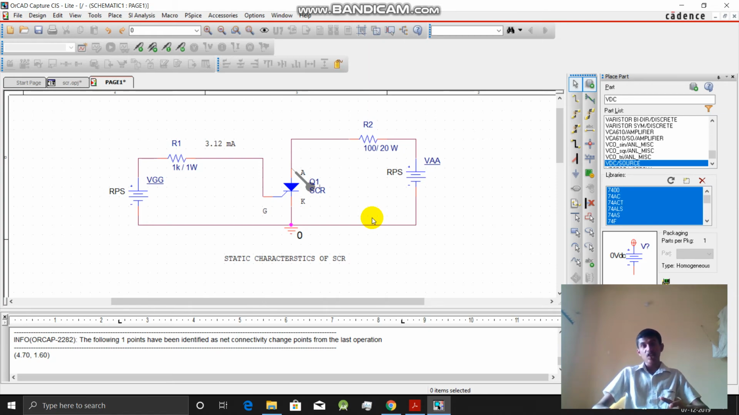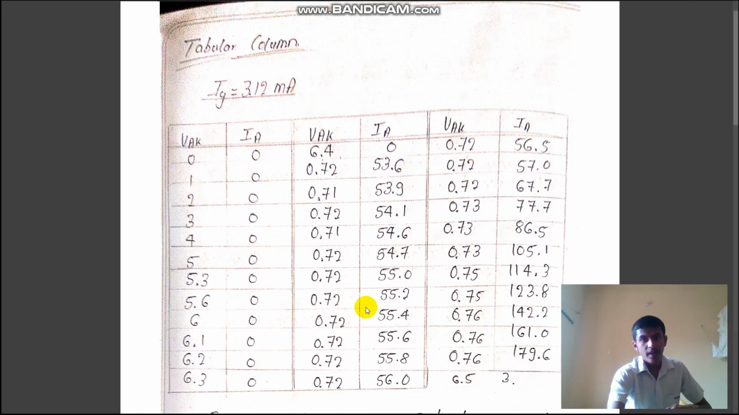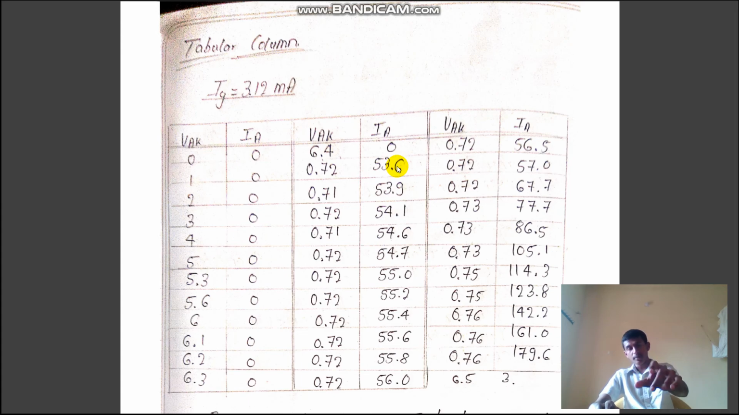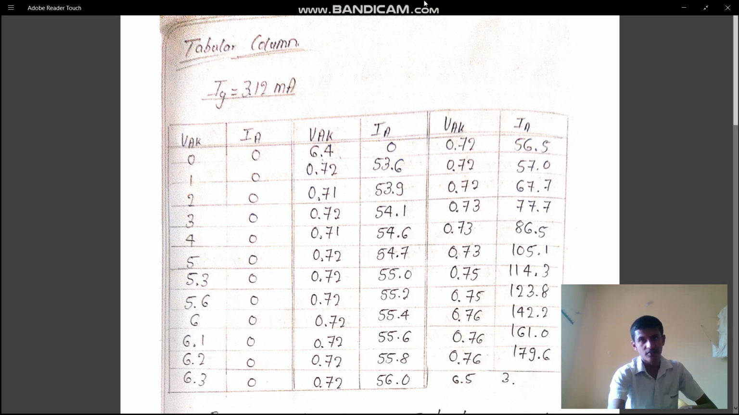So which is the latching current now? In this reading, 53.6 milliamps. This is the latching current we are getting for IG equal to 3.12 milliamps. That means 53.6 milliamps, that minimum current is required to switch this SCR from its forward blocking state to the on state. If we pass greater than that 53.6 milliamps current, then the SCR will remain in the on state, even if we remove the gate connection. That is the latching current.